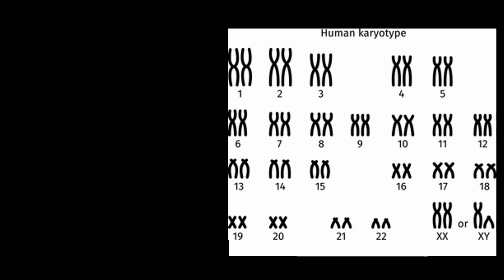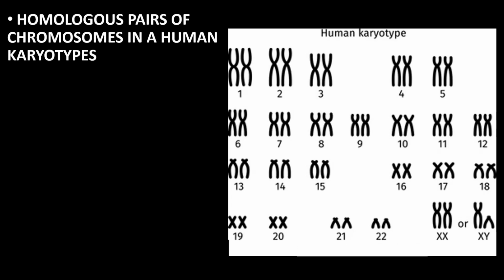Now, what we need to know is that homologous pairs of chromosomes in a human being form what is called the karyotype, and they are displayed in a diploid cell. Diploid means the cell consists of the full set of chromosomes for that particular organism. And since we are dealing with human karyotype, the full set of chromosomes that will be displayed will be 46.